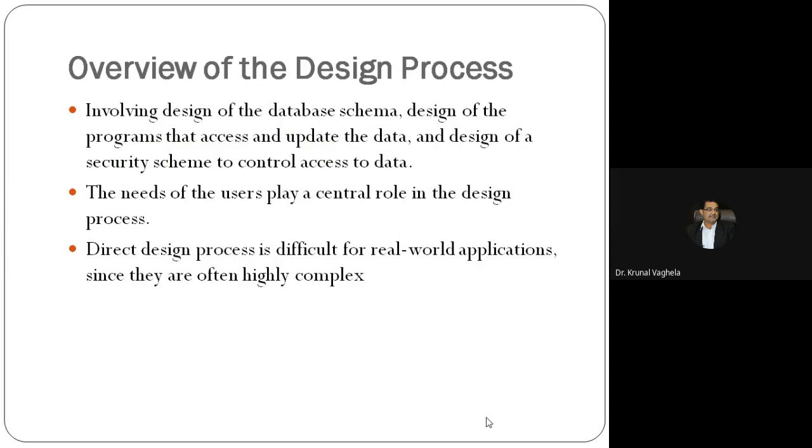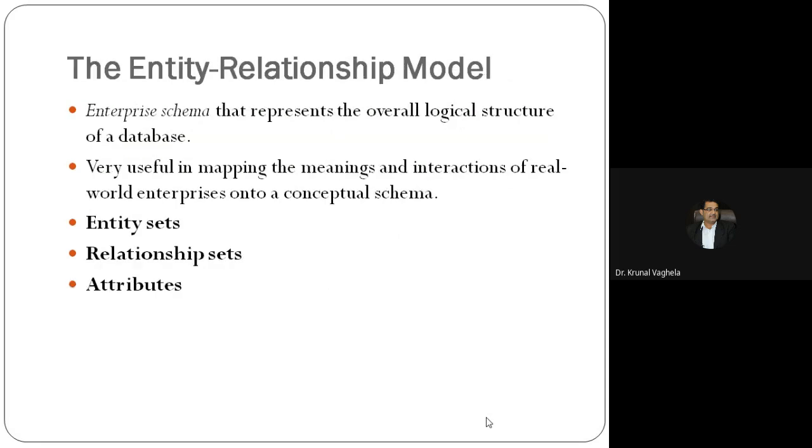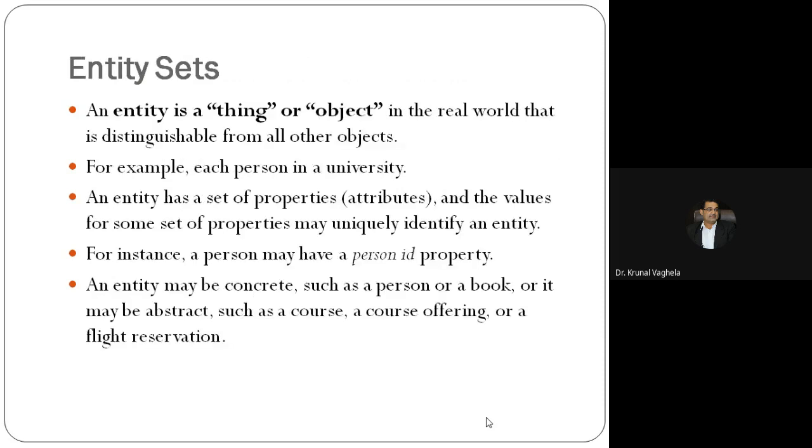So we have seen the overview of the design process. Then we started with the entity and relationship model. What is ER? E means entity and R means relationship. Then we started with the first term, entity. An entity is nothing but a thing or an object in the real world, which is different from another thing or object. You can find anything. One thing which is different from another thing is an entity in the world.